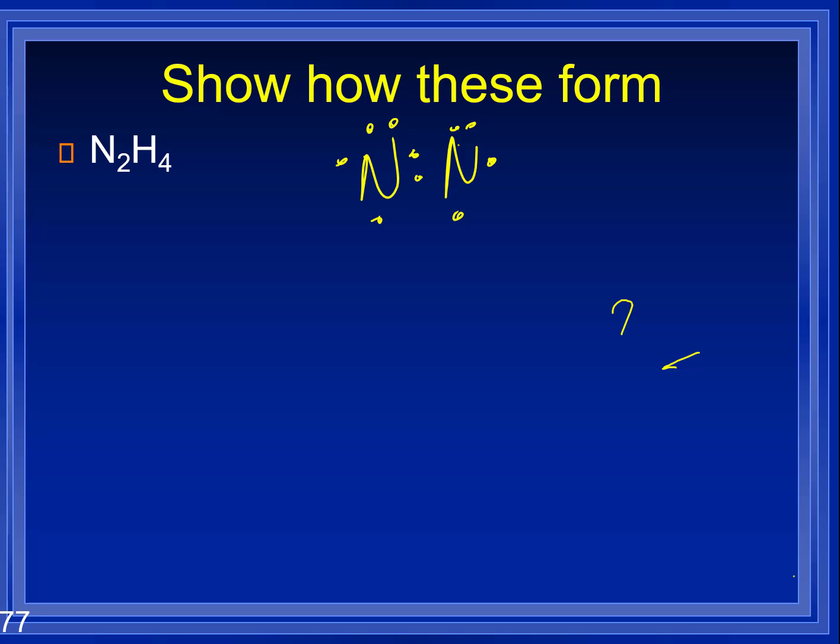Because I got 4 hydrogens to stick on, right? And I got 4 places for them to stick. Everybody see how the 4 hydrogens will fit into this? H, H, H. And by doing that, every hydrogen has a pair of electrons next to it, right? And the nitrogen has 4 pairs of electrons.